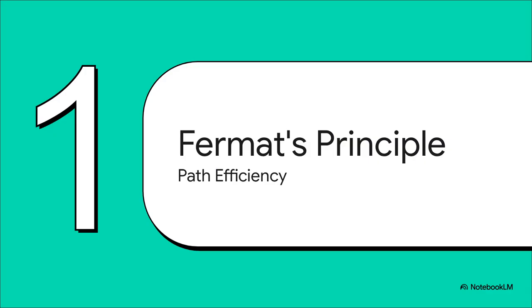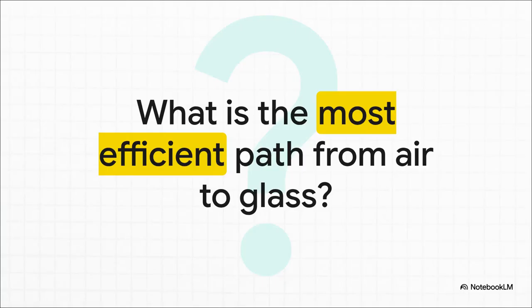All right, part 1, Fermat's principle of efficiency. To really understand refraction, we first have to understand the inherent motivation of light. So I want to pause here and ask you a classic board-style question to get you thinking. Imagine you have point A out in the air and point B suspended deep within a solid block of glass. What is the absolute most efficient path for a light ray to get from A to B?